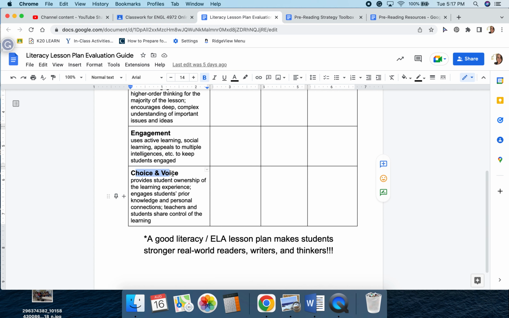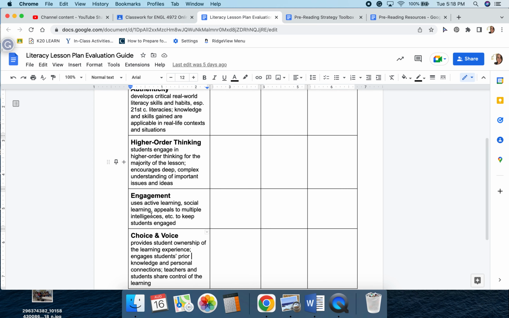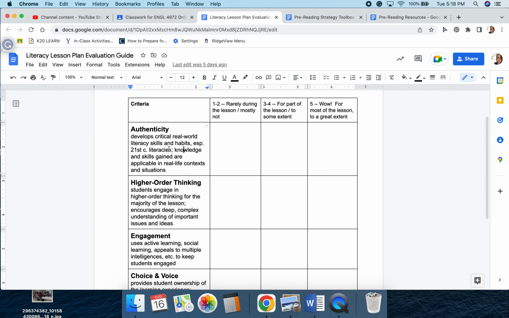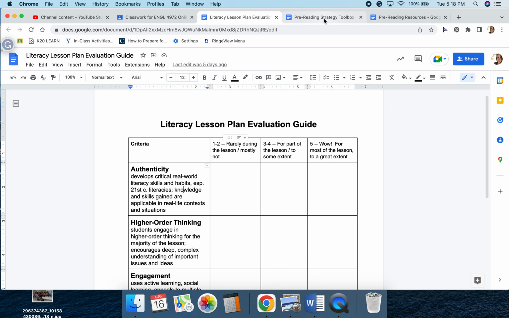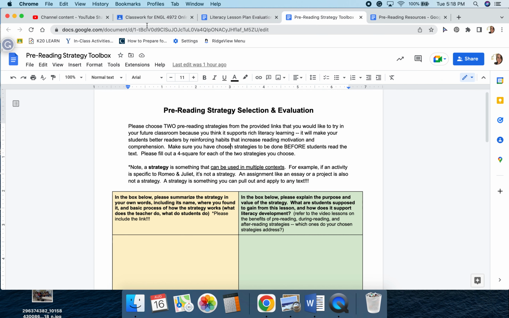Does it have choice and voice? Do students have control over aspects of the learning here? Do teachers and students share? Does it engage students' prior knowledge? Does it allow personal connections to the topic? So again, it doesn't have to hit all of these, but talk about the one or two that you think it's strongest in, and maybe one or two that you think it's not. Or just overall, do you think it hits enough of these for it to be a really good strategy as far as a literacy lesson is concerned? Okay? In what ways would this one contribute to hitting those four? So that's how we do this, right?